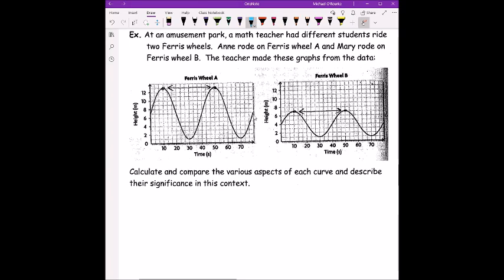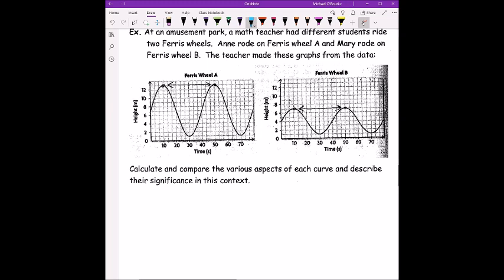Calculate and compare various aspects of each curve in context. So what that means is, let's go through all these things and figure out within context what it is. So I'm going to do, let's draw a line through the middle here. I'm going to do Ferris wheel B, okay? Then I want you to do Ferris wheel A, and you're going to tell me the answers as we go through. So let's start with max.